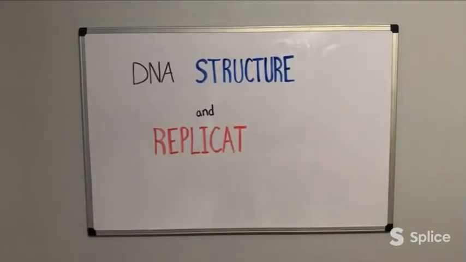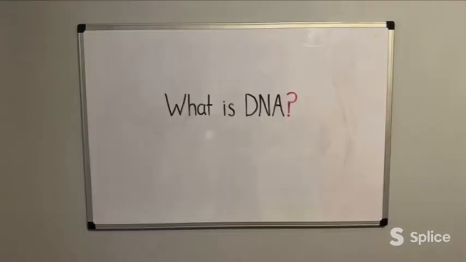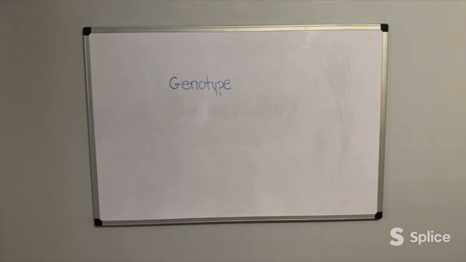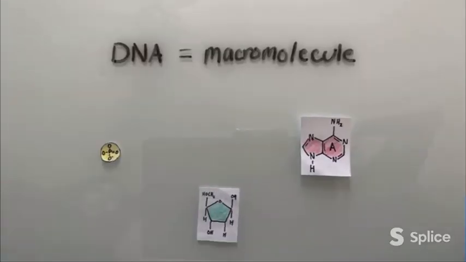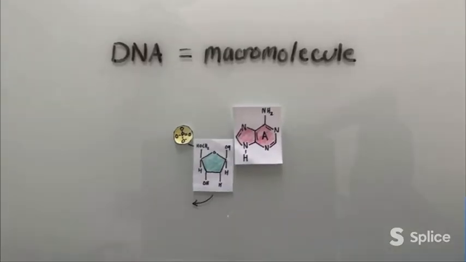DNA structure and replication. What is DNA? DNA is a carrier of genetic information that codes for all our physical traits or phenotypes. Inherited alleles code for things like eye color, hair type, and height. DNA is a complex macromolecule made up of 3 parts.